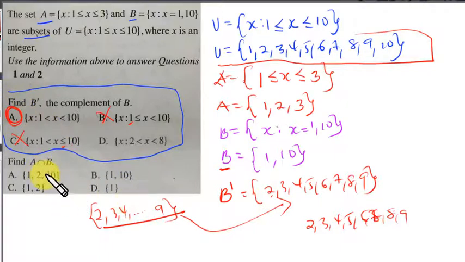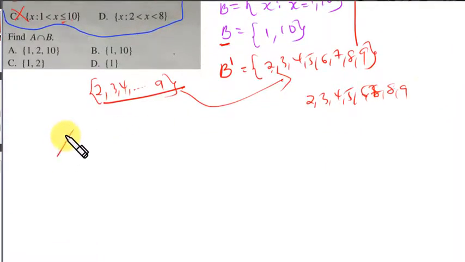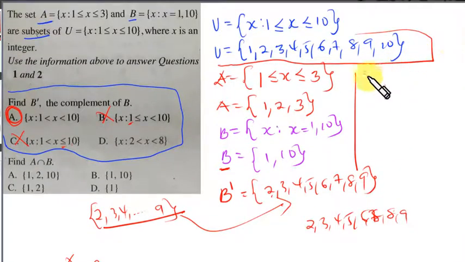We look at number 2. It says to find A intersection B. Now when you are asked to find A intersection B, let me write it down here. The set A intersection B means the set of elements that are found both in A and B. So we're going to check the set A and the set B. Now that is set A: we have 1, 2, 3. Set B: we have 1 and 10.